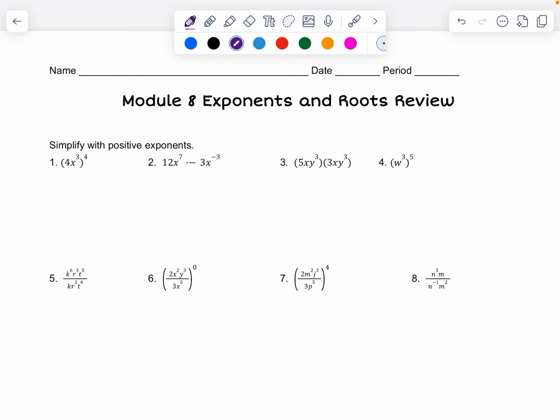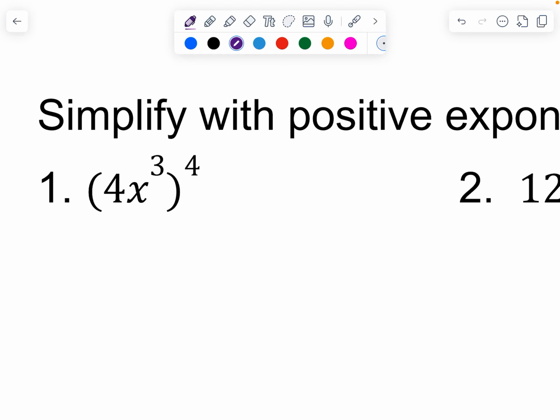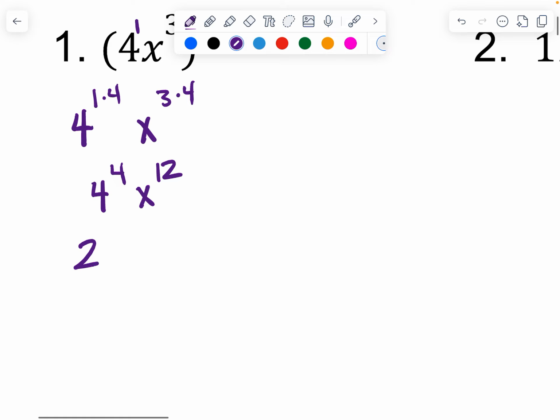Okay, let's do the review. So remember, there's an exponent of 1, so you multiply the exponents. 4 to the 4th, x to the 12th, 256, x to the 12th.